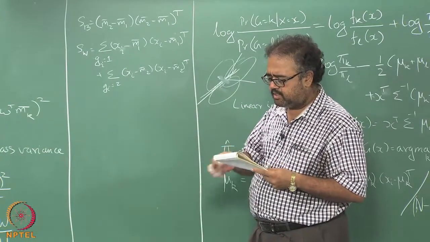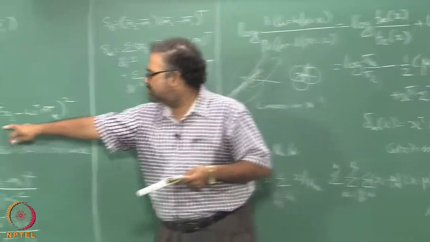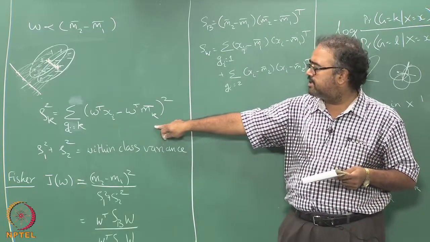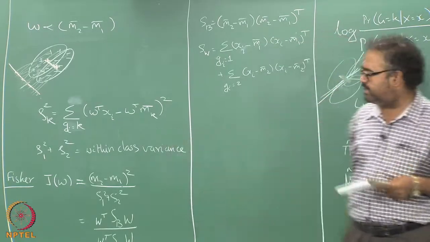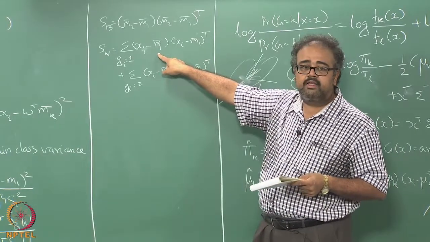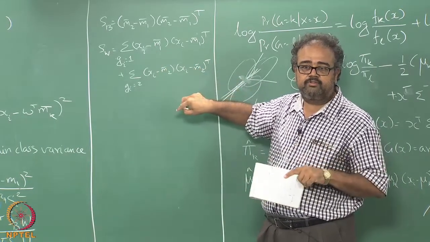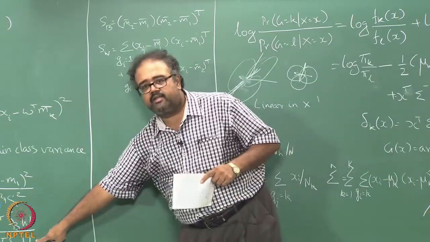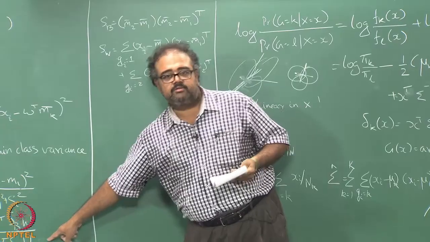Right. So likewise, I have this as my Sk squared, right. So S1 squared plus S2 squared is essentially, this is S1, right, and I take out the W from there, and this is S2, I take out the W from there. So that gives me W transpose SW W, right.